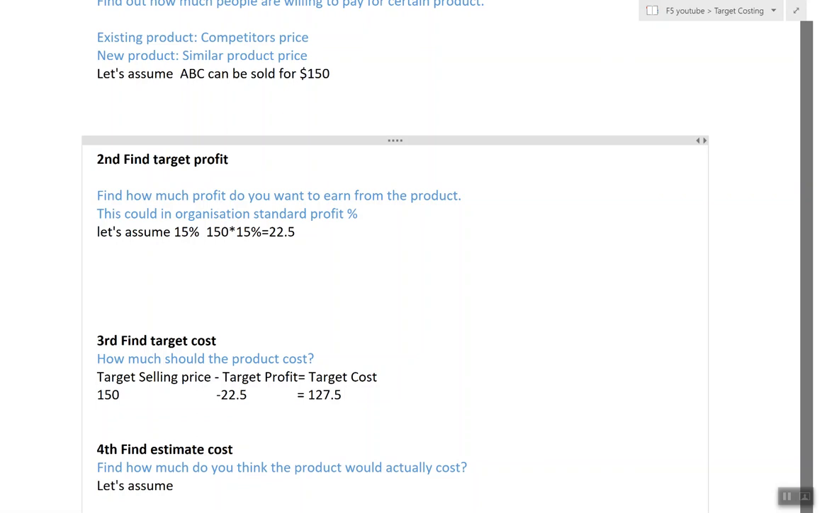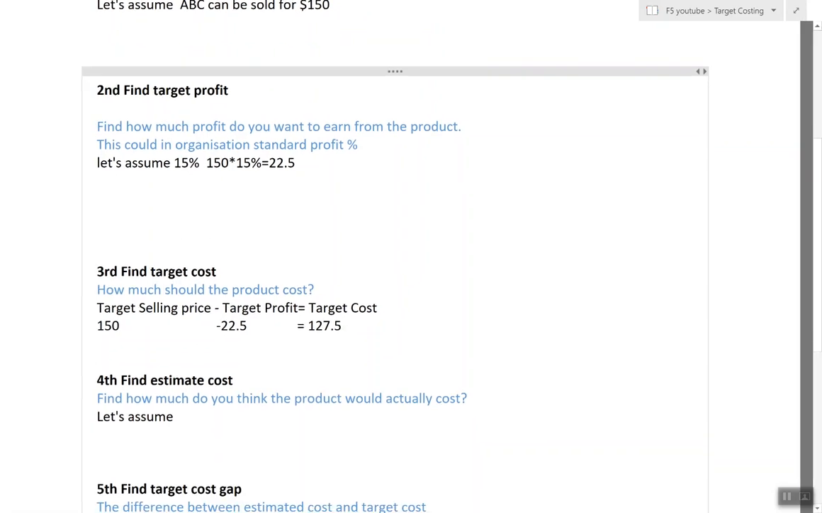If it costs us more than 127.5, remember we can't increase the selling price. Selling price should not be touched. If you give that answer in your exam, the whole concept of target costing is destroyed. So 127.5 is the price at which the product should cost us. If it costs us lower than that, we are happy about it.